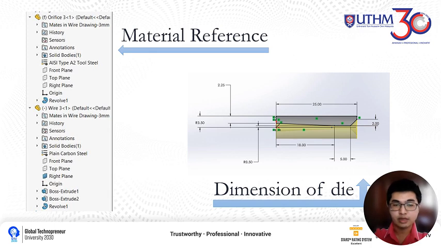From the left side we can see that for the wire we use plain carbon steel as the material, and the die is tool steel as material. And now I will pass to my teammates to expand on the discussion we made from this project.